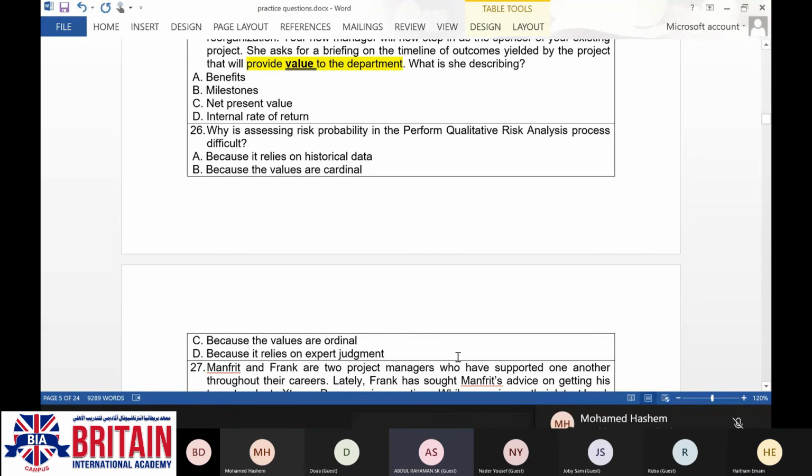Why is assessing risk probability in the perform qualitative risk analysis process difficult? Because it relies on historical data, because the values are cardinal, because the values are ordinal, because it relies on expert judgment.